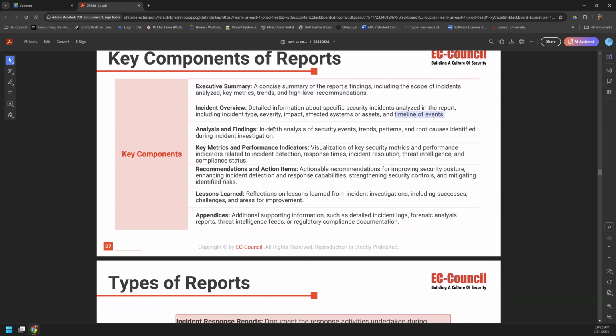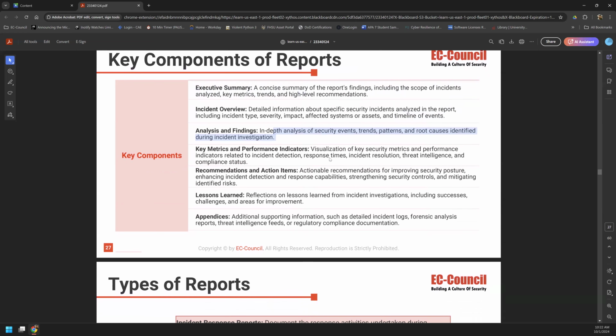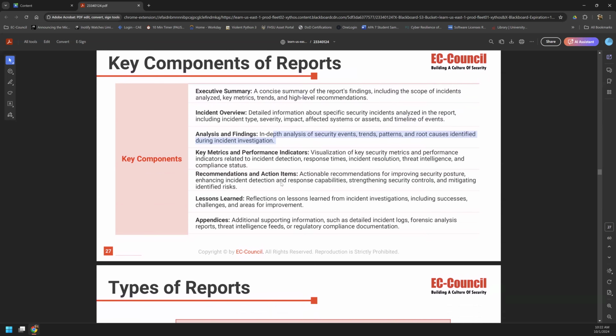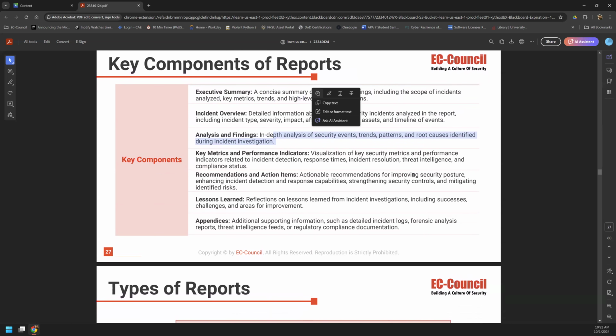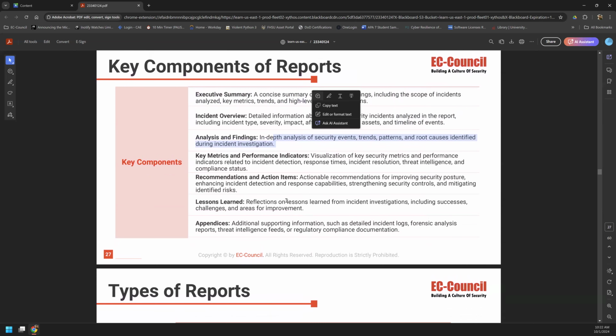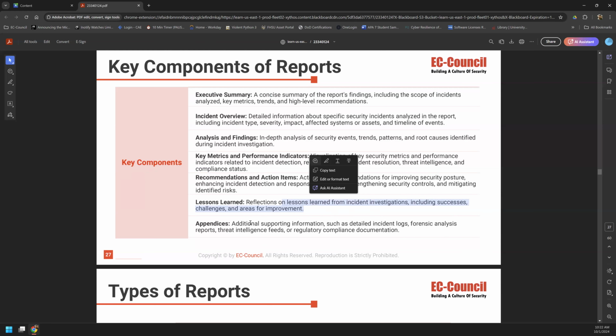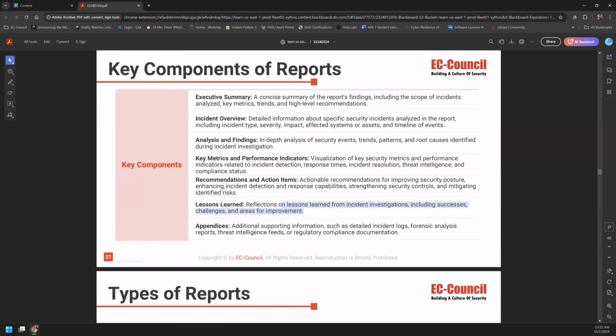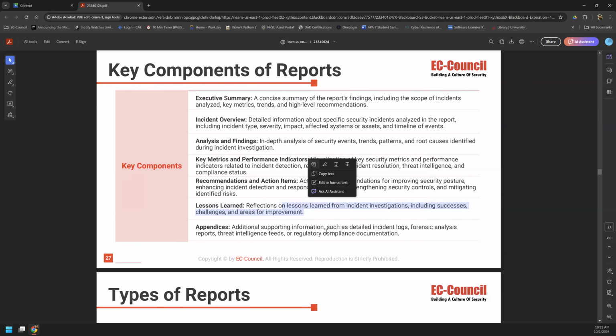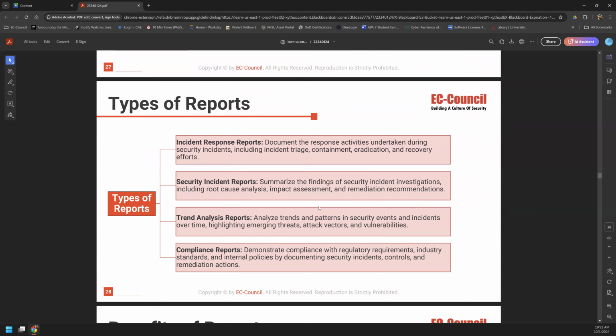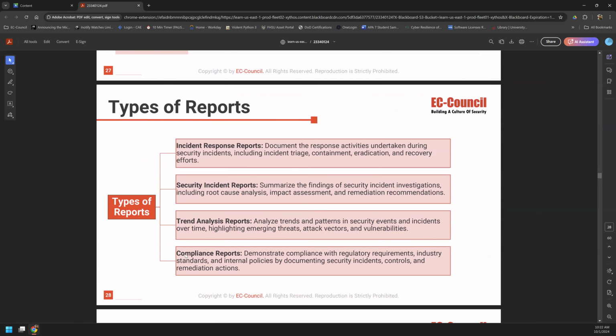Analysis and deep findings. This is going to be your in-depth goo. This is what we're probably the best at. And then our key metrics and performance indicators of what would have happened related to that incident. Recommendations for future action items, including improving the security posture and enhancing the incident detection rate. Lessons learned, reflections here. This could be something that we could have positives and we could have negatives, but the idea is this is what we're going to do for remediating things in the future. And then any kind of additional supporting information, including incident logs, forensic analysis reports, etc., that you might need for regulatory compliance.